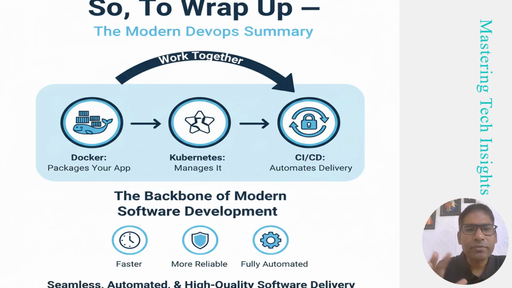So to wrap up, Docker packages your app, Kubernetes manages it, and CI/CD automatically delivers it. Together they form the backbone of modern software development, faster, more reliable and fully automated.